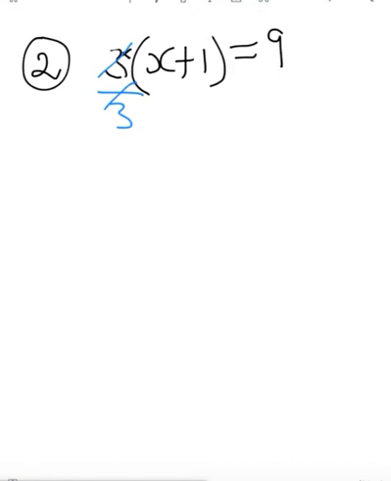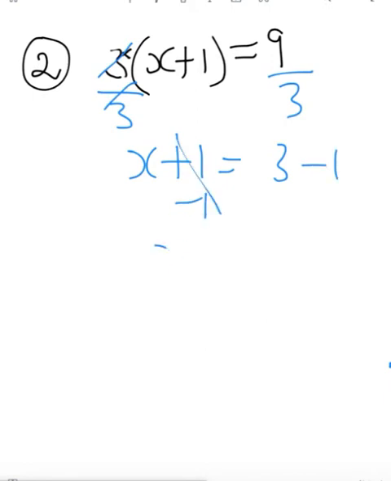But of course, I must also divide the 9 by 3. Okay? So by doing this, I now have x plus 1 equals 9 divided by 3 is 3. And then minus 1. So x will equal 3 minus 1, and we got our 2. And we've got the same answer. So whenever you see something like this, you've got a number outside a bracket, you can simplify by dividing by 3.